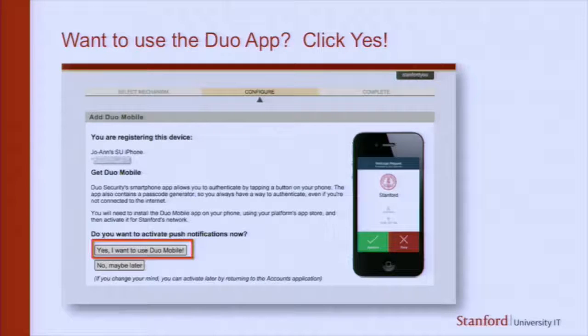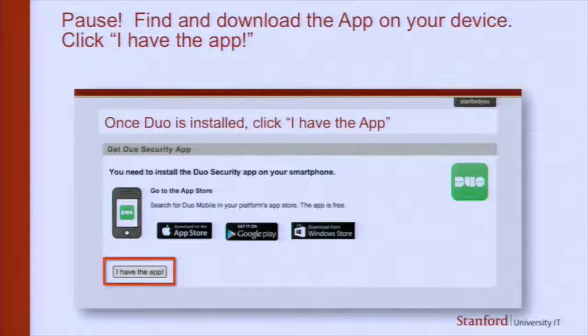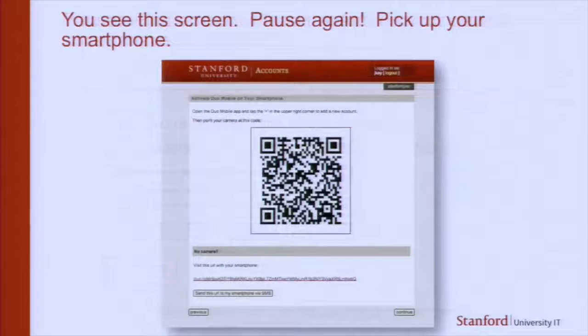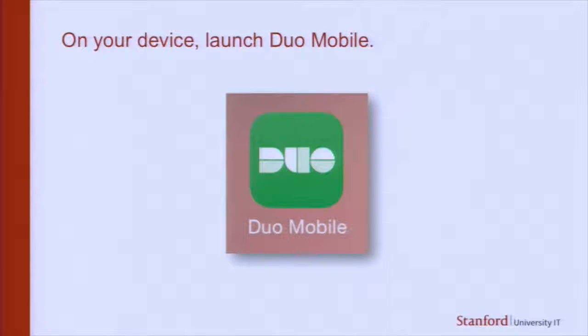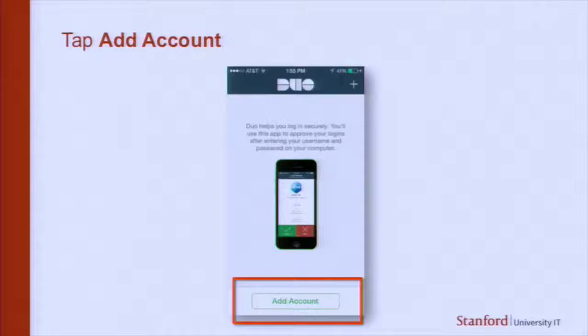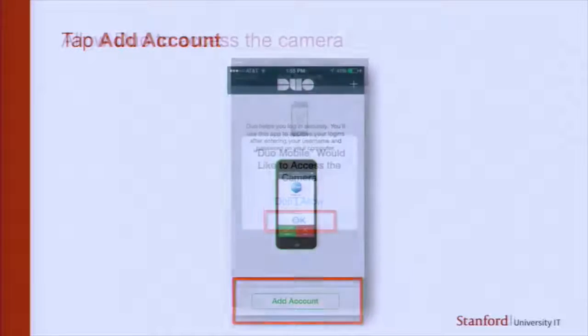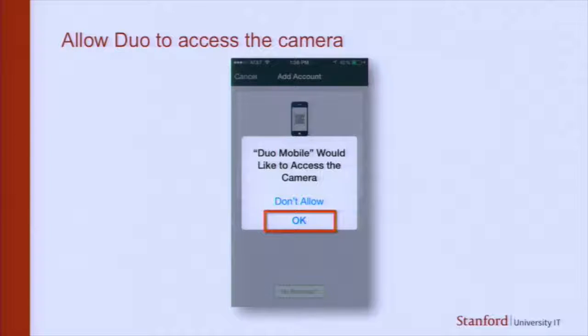So you click on that button, and then now you pause right here, and you go to your smartphone, and you go to your App Store, or you go to your Google Play Store, and you download the app. Once you download the app, you click on the I have the app button, and then it'll give you this code here. Pause right there again. You go back to your phone. Now you're going to launch Duo Mobile, and you're going to click Add an Account, because you want to add your Stanford account. You click OK, because you do want the Duo Mobile to use your camera.